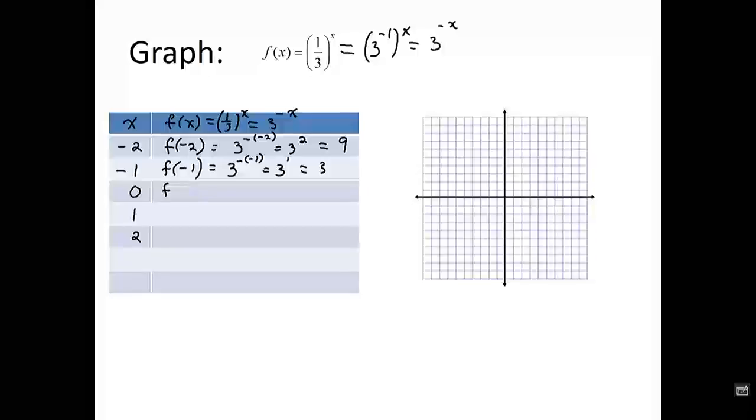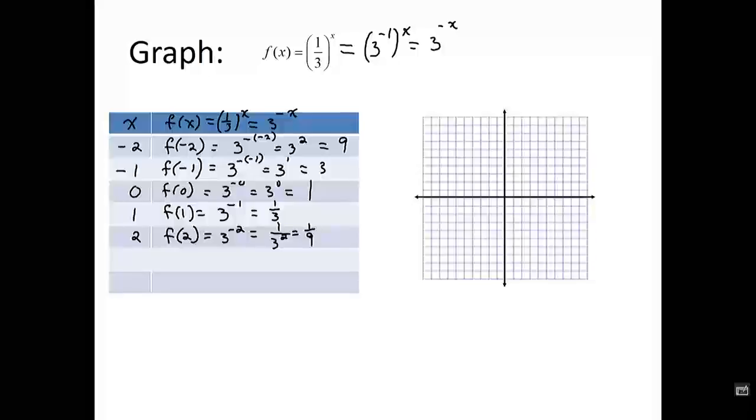When x is 0, we have f of 0. F of 0 is going to be 3 to the minus 0, which is, of course, 3 to the 0, which is just 1. F of 1 is going to be 3 to the minus 1. As we recall with negative exponents, this is 1/3. When x is 2, evaluating the function f at 2, we get 3 to the minus 2, which is 1 divided by 3 squared, which is 1/9.